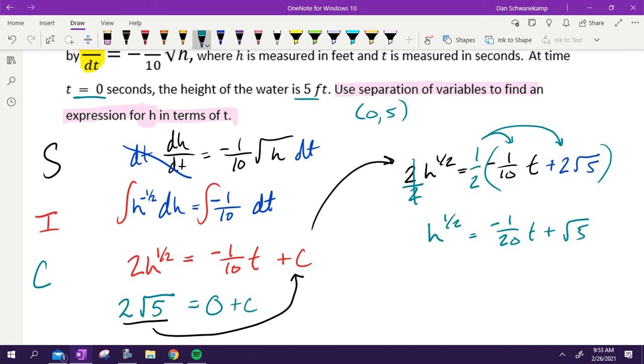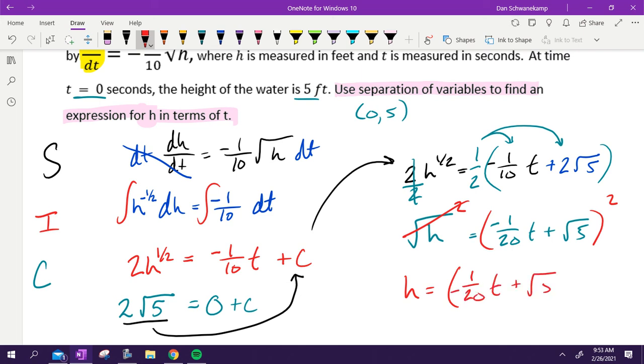Last thing I need to do is get rid of a 1/2 power. Your brain might not like 1/2 power. What is 1/2 power the same as? Square root. How am I going to get rid of a square root? Square it. I'm squaring both sides. I'm squaring this side, it's going to cancel, and then I'm going to take that whole side and square it as well. H is equal to negative 1/20th t plus root 5 squared.